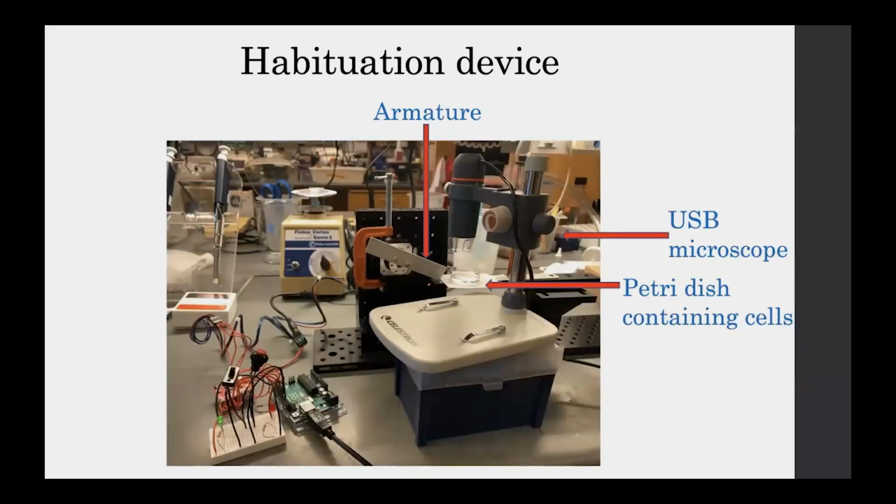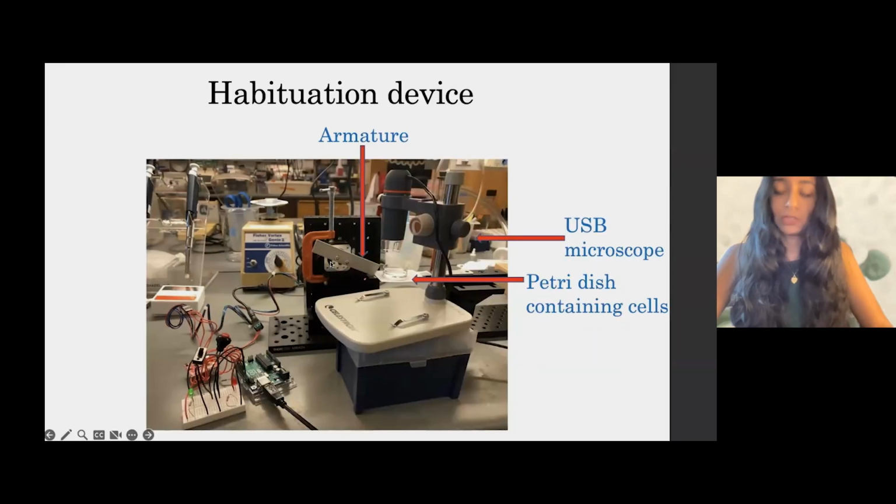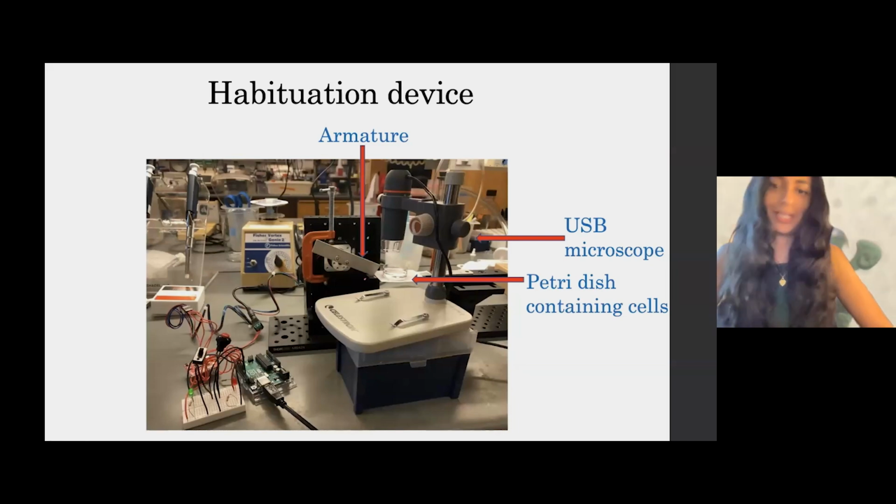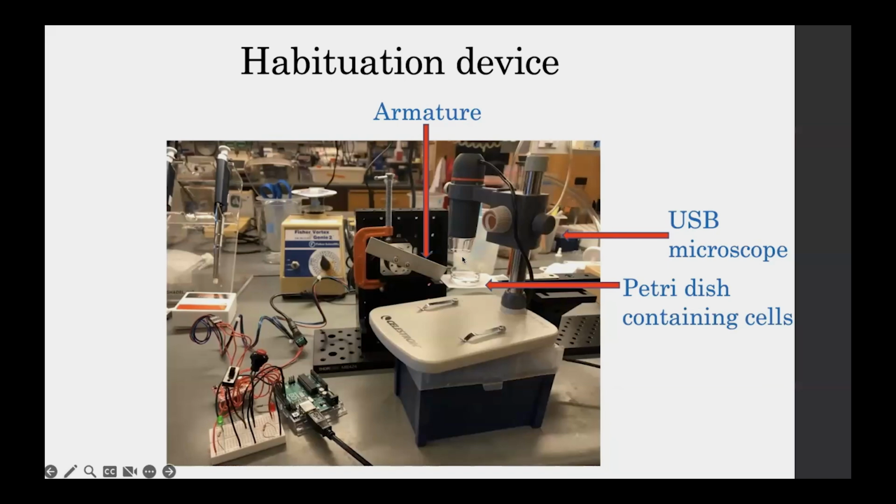So I showed you where stentor are found in the wild, but to recapitulate a lot of this in the lab, we've built a habituation device, which is basically a device that can deliver repeated taps to stentor at a specified force and frequency. So it's automated, so I don't have to sit there and use my finger to tap the cells all the time.